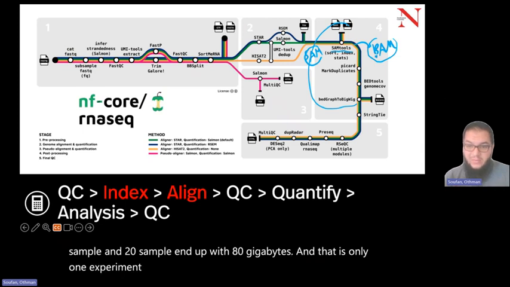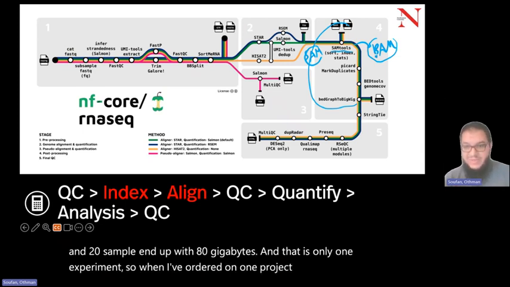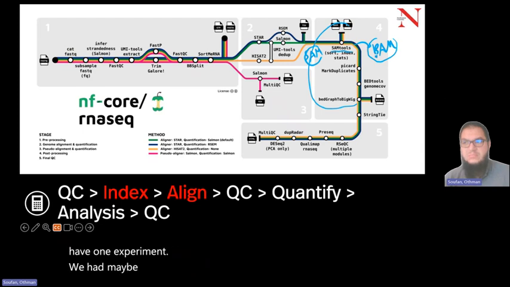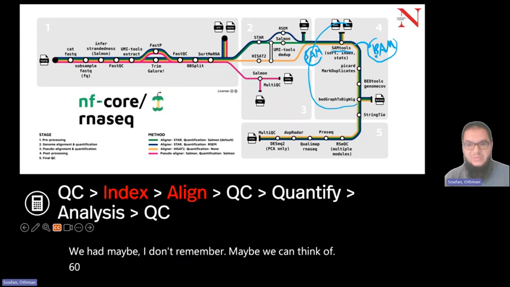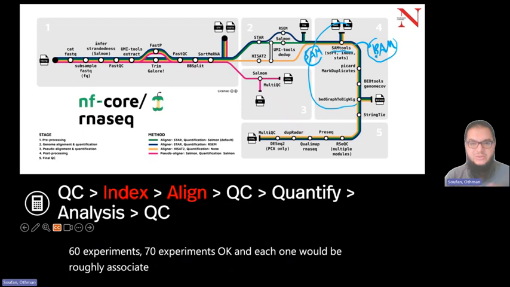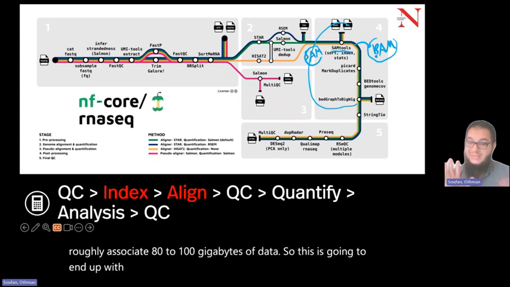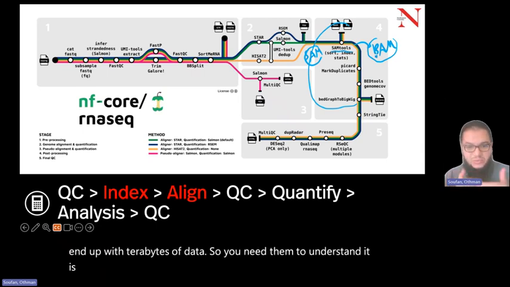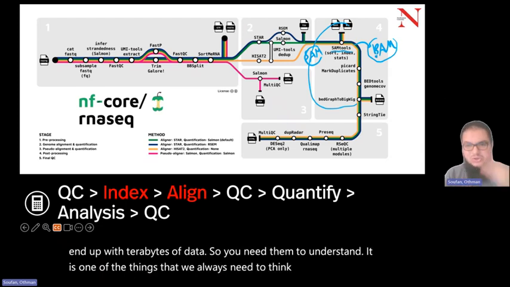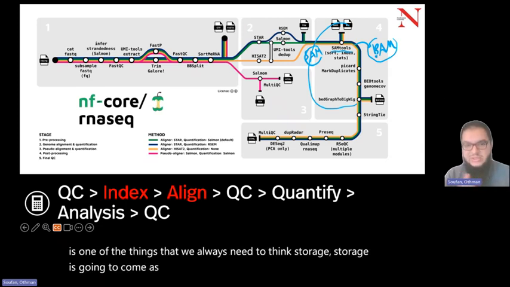When I've worked on one project, we didn't have just one experiment. We had maybe, I don't remember, 60 experiments, 70 experiments, okay? And each one would be roughly 80 to 100 gigabytes of data. So this is going to end up with terabytes of data. So you need to understand, it is one of the things we always need to think about: storage. Storage is going to come as a challenge for us in this domain.